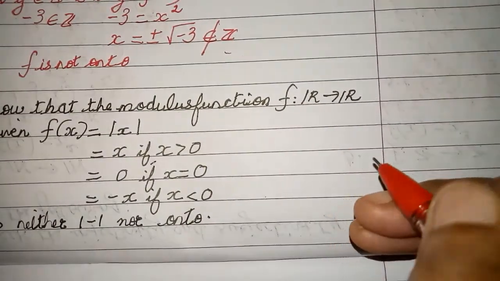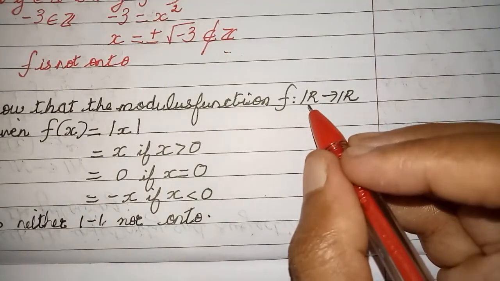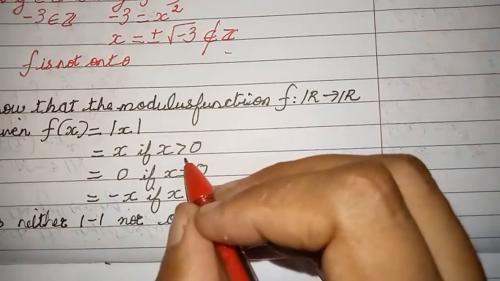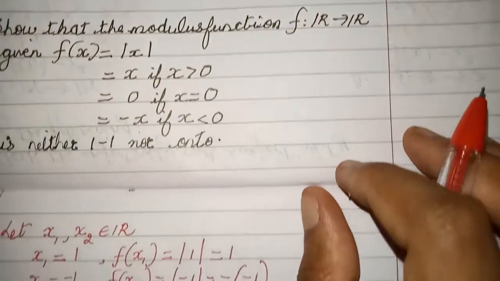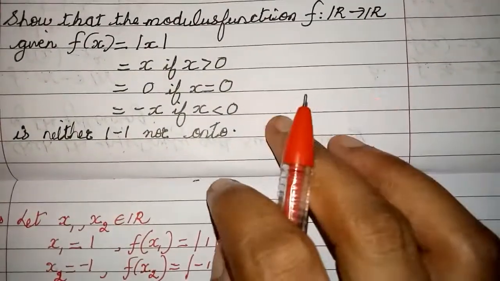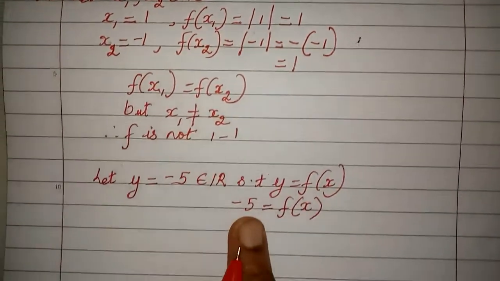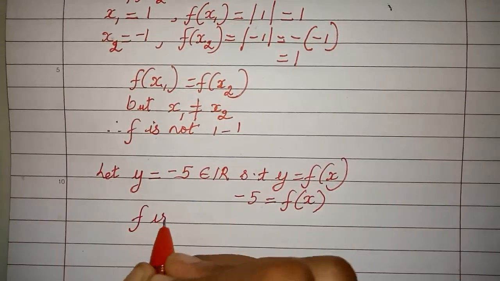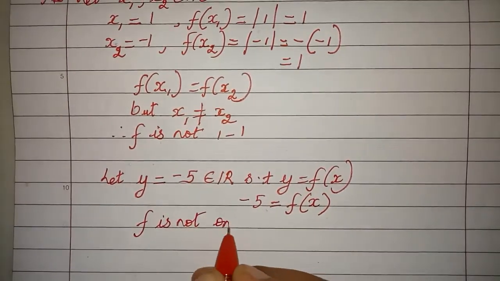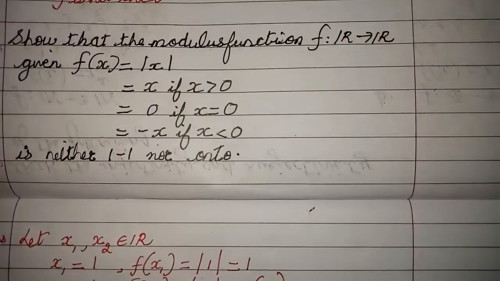But if it is minus 10, I cannot have an element in R under the modulus function such that this condition is satisfied. So this minus 5 will not have any pre-image here because your image is coming to be minus 5. So I have got it. Your f is not onto also, which is the highlight of the question.